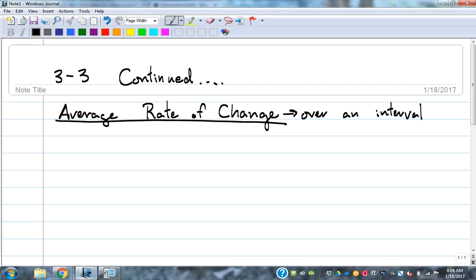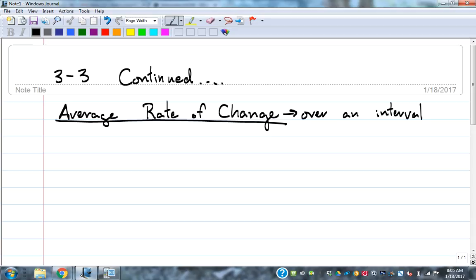And then we had the symmetry test. For even, it was if it was symmetric about the y-axis, so you could fold it this way and it would match up. And then the origin was folded both ways, this way and then down, and it would match up. That was odd, if it was symmetric about the origin. So we had those tests going on.